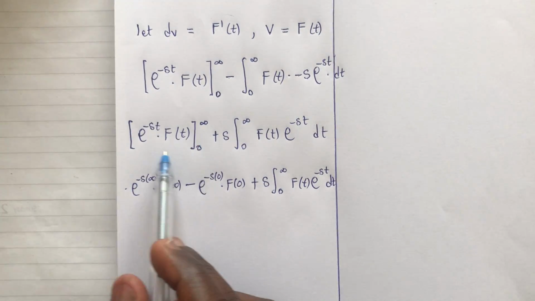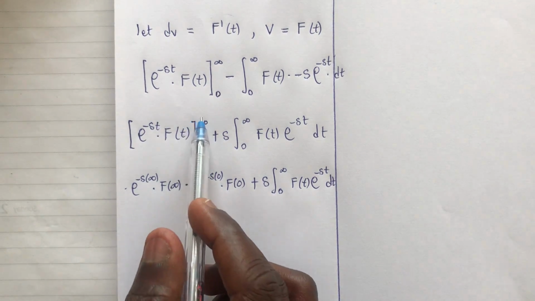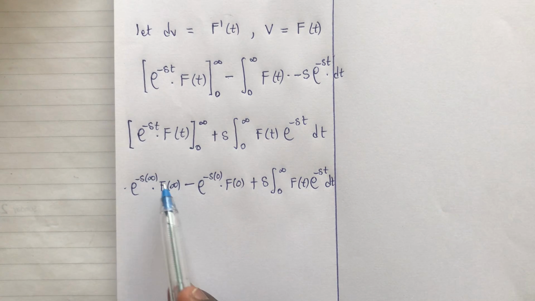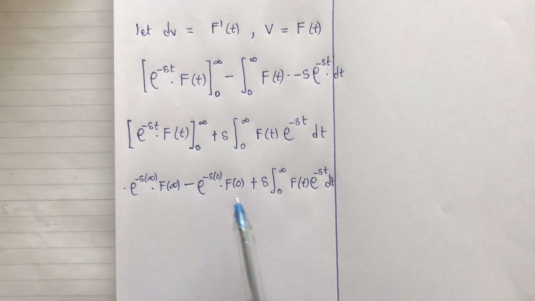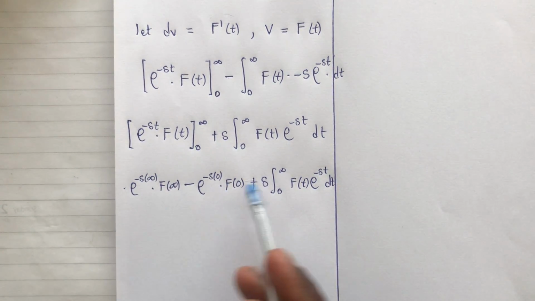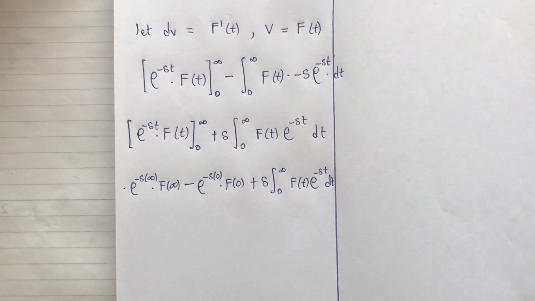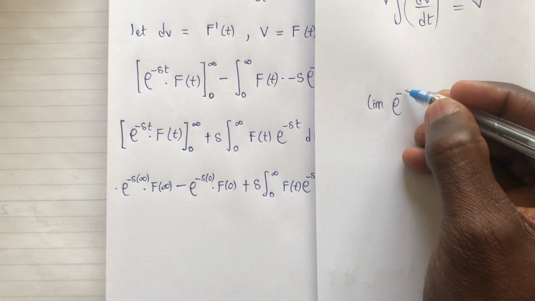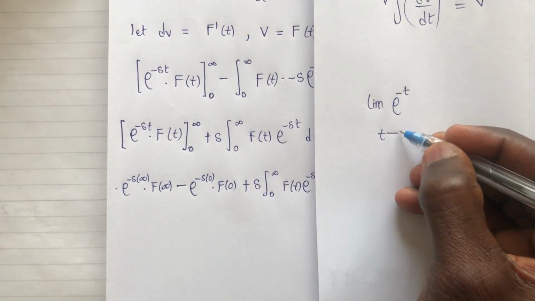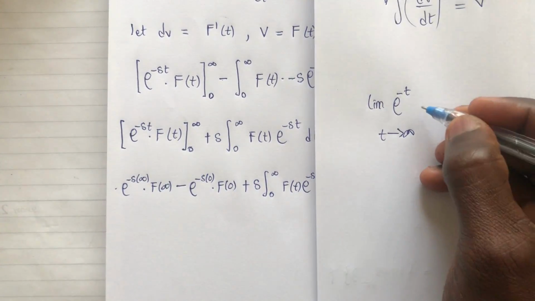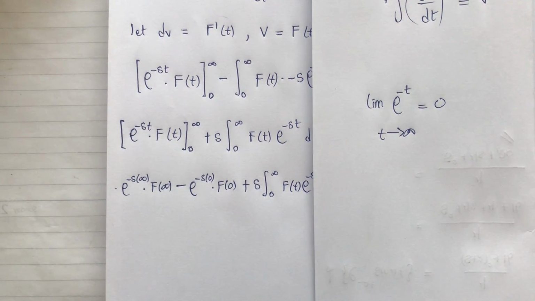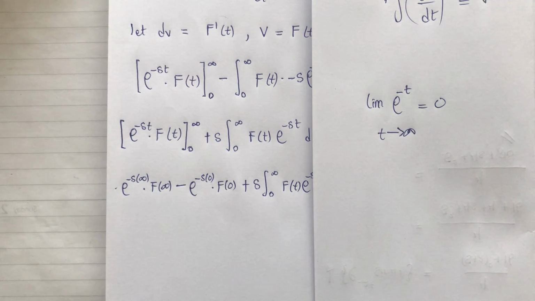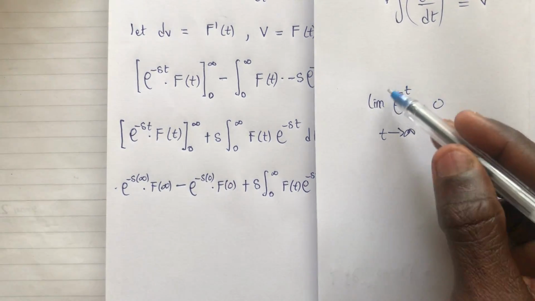Remember, we are working on this side. This is where we introduce our upper and lower limits. So I input the upper limit into the function. This is it, minus the lower limit. Now, from what we have done so far in this playlist, when we take the limit of a function e to the power minus t, as t approaches infinity, the result is equal to 0. I've been saying this. It means that as t approaches a very large number, the result converges to 0.